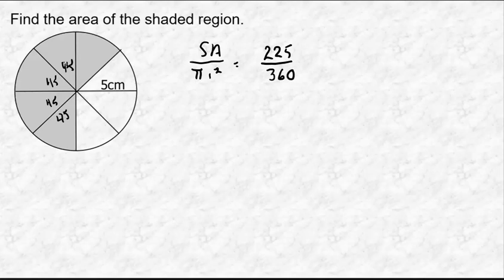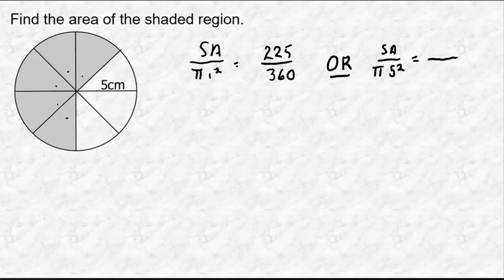Or what I can do, and this is part of the place where I try to push students to understand how these formulas work and why they work, is I can just use the 1, 2, 3, 4, 5 sections out of 8 and make that side of the equation. So I could just set this up as sector area at pi 5 squared equal to 5 over 8.